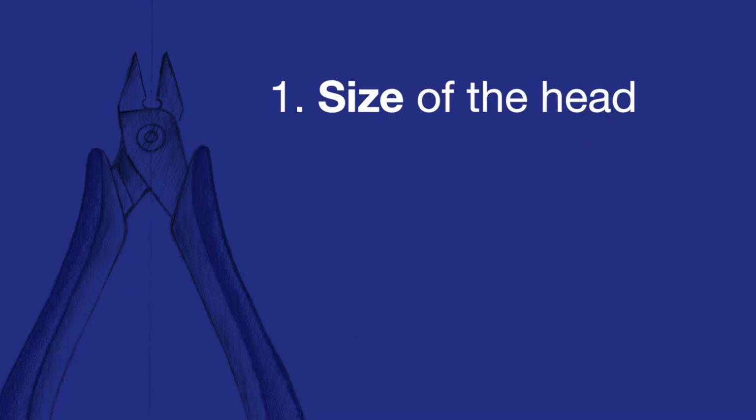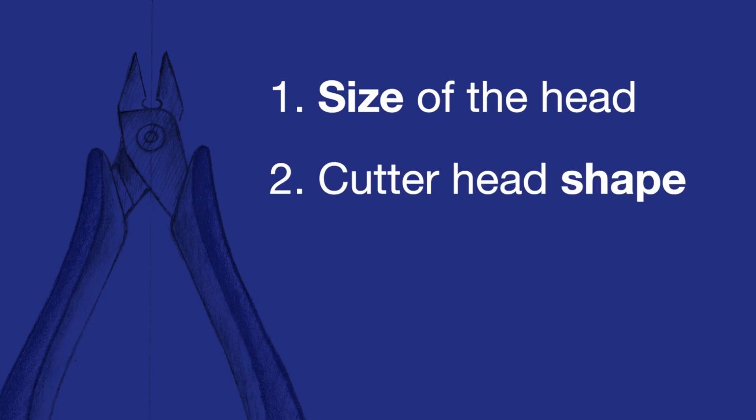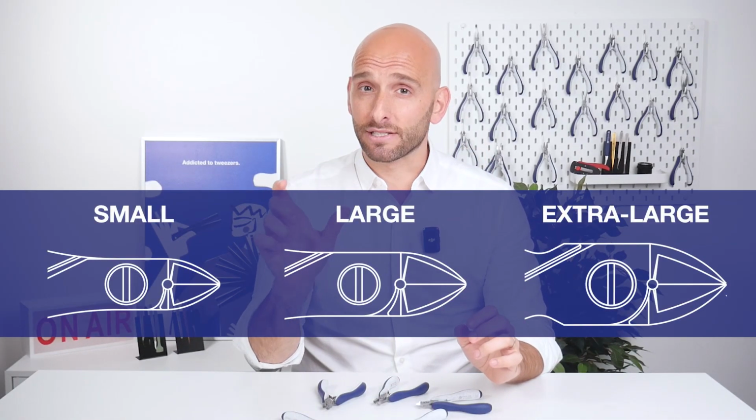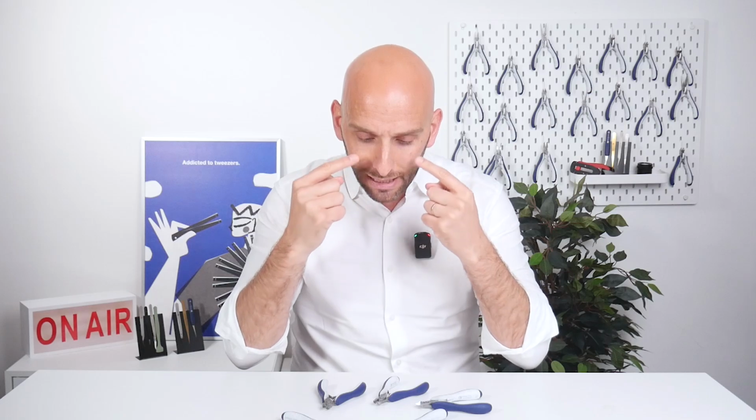The three main features to consider when choosing cutters are the size of the head, the cutter head shape, and the cutting blade edge. First, you need to define the size of the head. At Ideal Tech, we propose three sizes: small, large, and extra large. It's very easy. The bigger the head of the cutters, the more cutting capacity and pressure you can apply on the workpiece. The smaller the head, the easier the access in confined space and the visibility of the cut performance.